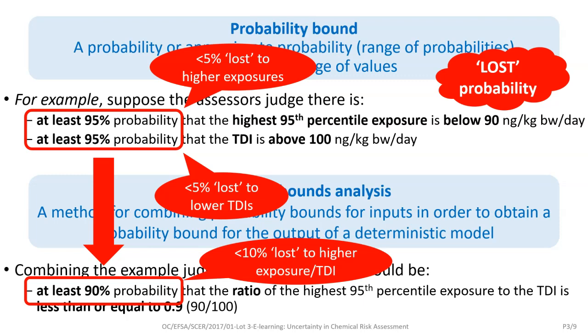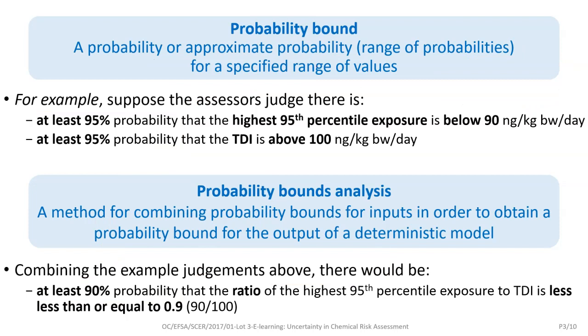So, thinking in terms of lost probabilities requires only simple arithmetic. You simply add them up. It is not necessary to know or use the underlying theory that justifies this simple calculation, but if you are interested, you can find a more formal explanation and references in Annex B13 of EFSA's opinion on the principles and methods for uncertainty analysis.